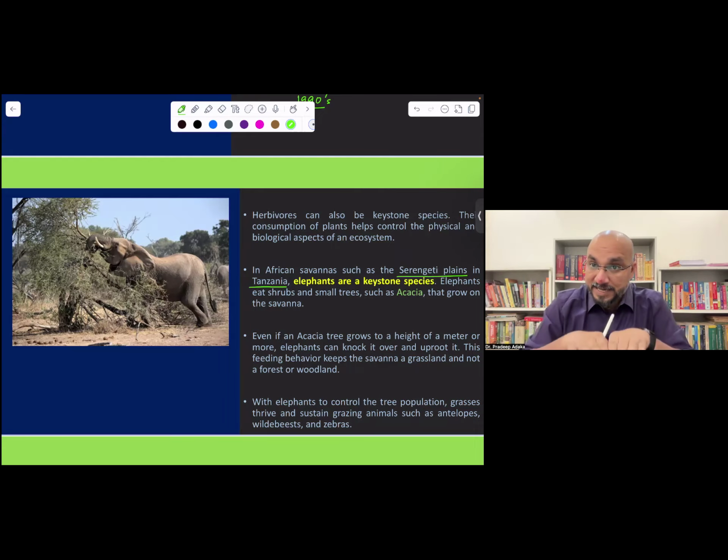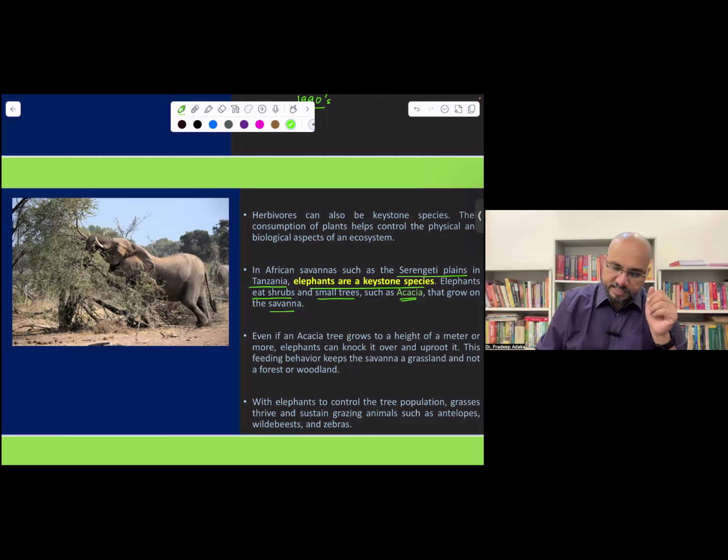So elephants help in maintaining this ecosystem as a grassland ecosystem. Otherwise it will slowly turn into woodland. So elephants are keystone species. Elephants eat the shrubs and small trees such as acacia that grow on the savanna grasslands. Even if the tree grows to a certain height, a meter or 2 meters, even if an acacia tree grows to a height of a meter or more, elephants can knock it down and uproot it.